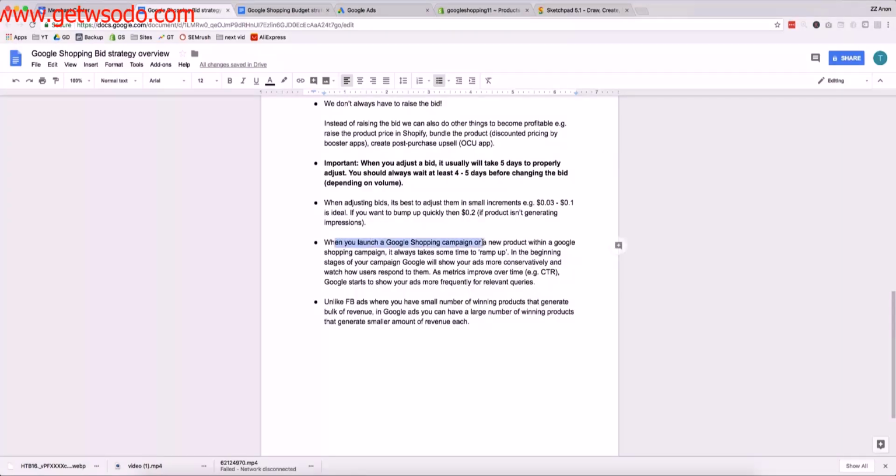And so when you launch a Google Shopping campaign or a new product within a Google Shopping campaign, as I mentioned before, it takes time to ramp up, right? In the beginning stages of your campaign, Google shows your ads conservatively, so it doesn't show your ads as much as it possibly could because it wants to see how users respond to them. Like, are they clicking on them? Are they going to your website? How long are they spending on your website? And then as metrics improve and Google starts to understand how many people are going onto your site, it will start to show your ads more frequently because it knows where to put you in the auction, and you'll get shown for more relevant queries, right?